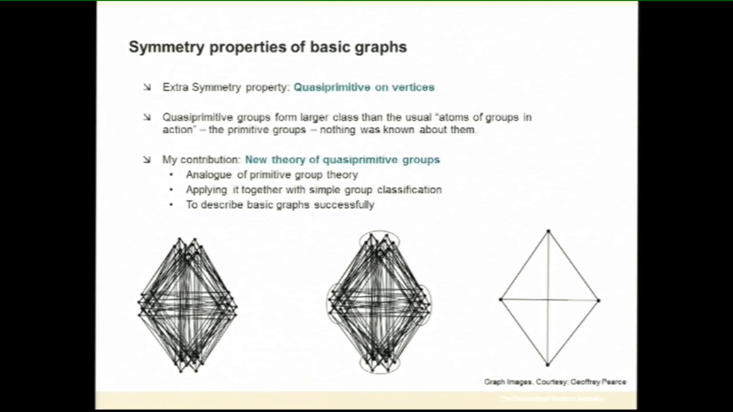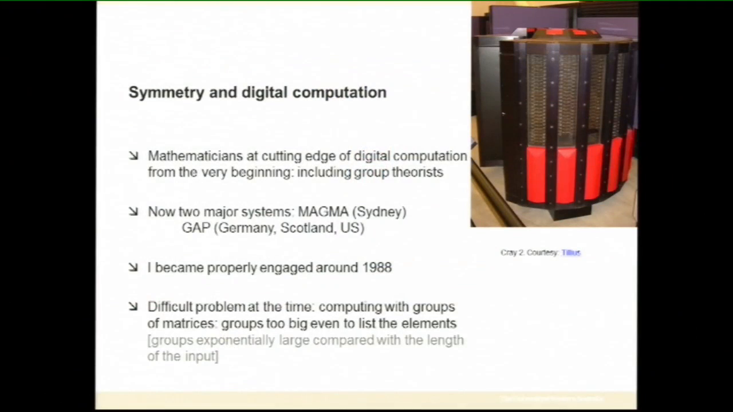So my contribution was a new theory of quasi-primitive groups, analogous to the primitive group theory, and applying this theory along with the finite simple group classification to describe the basic graph successfully in several families of graphs. And this has become a very useful technique in studying large families of networks. Final example I'd like to mention is symmetry in digital computation.